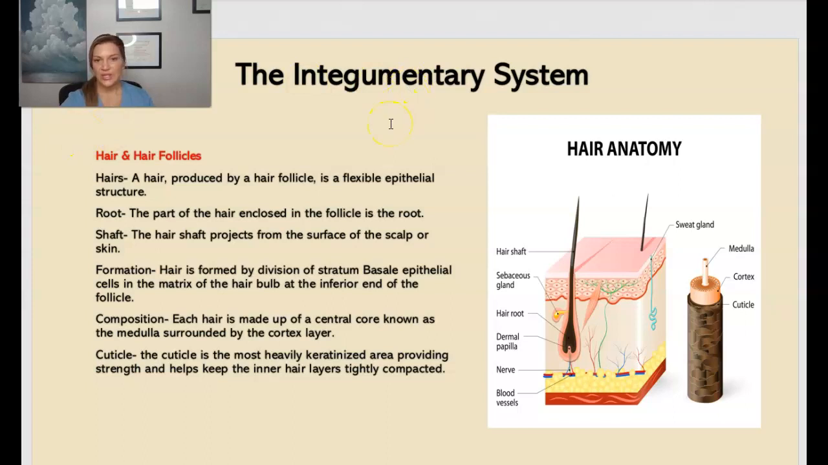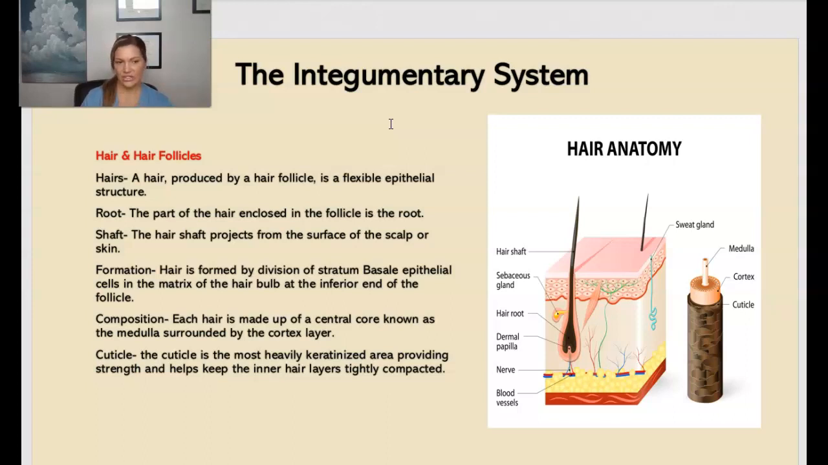Next, in the integumentary system, we have hair and hair follicles, because our hair is part of this system. So we all know what hair is. It's produced by our hair follicle, and it is a flexible epithelial structure. We have the root, the part of the hair enclosed in the follicle. We have the shaft, which projects from the surface of the scalp or the skin.